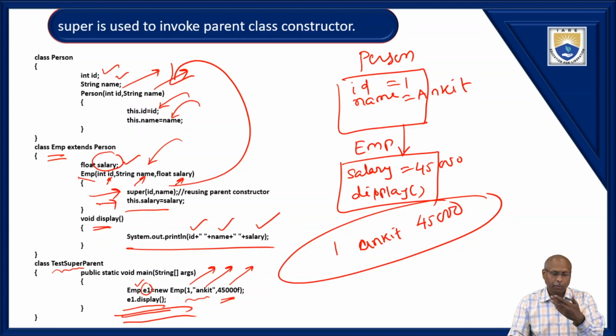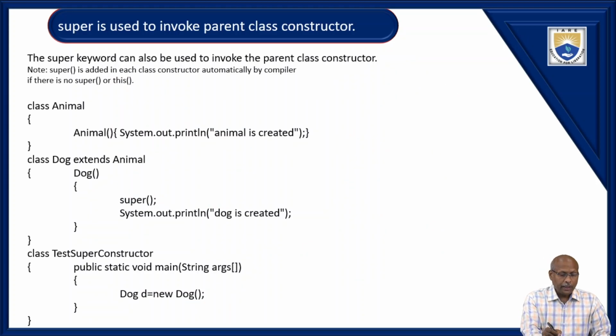Anyway, I will show you one more variety of program also. First we will go through all this concept. Super is used to invoke the parent class constructor. See, class Animal is created and Dog. When you call super, it goes here and, in Dog, automatically the super class constructor is called.